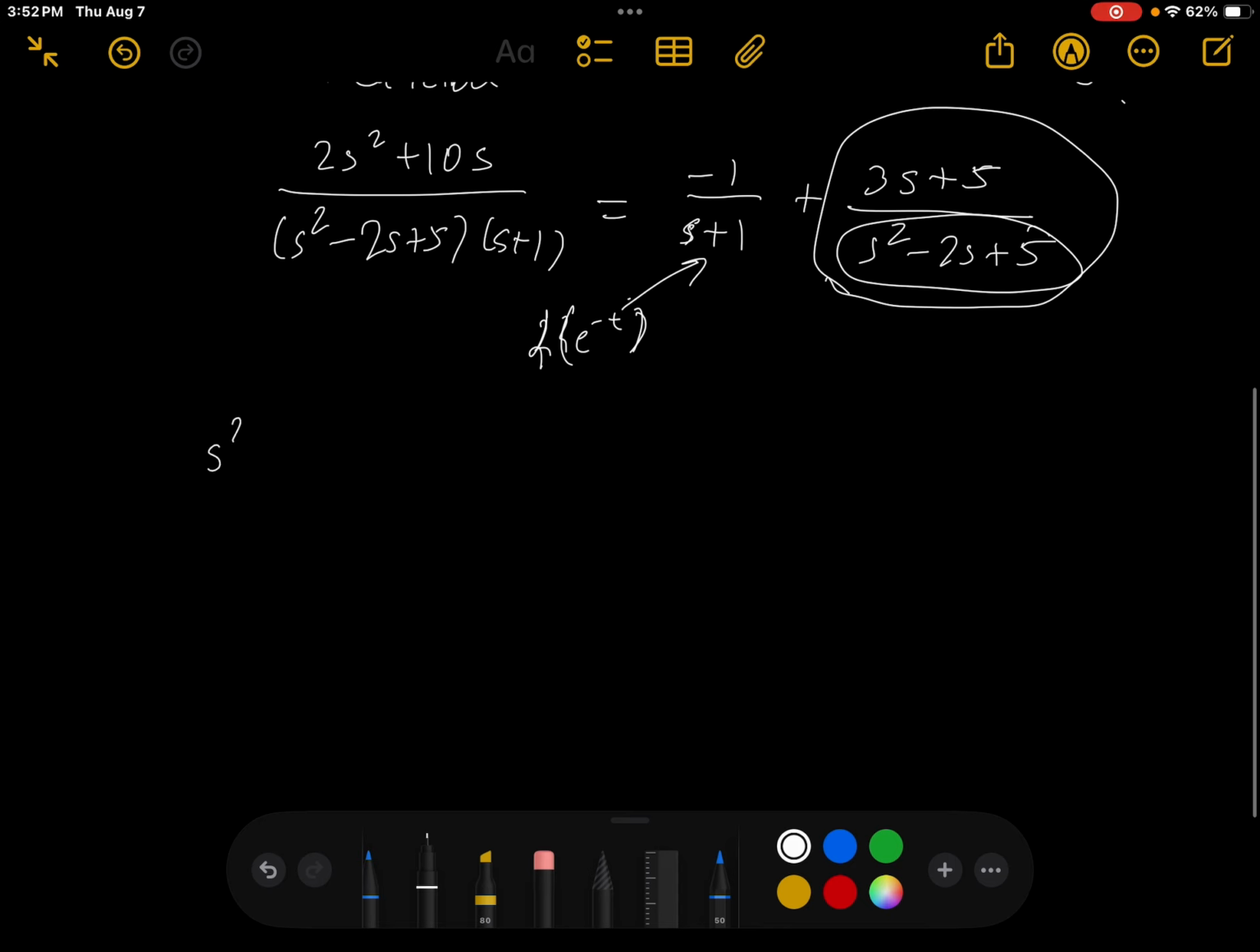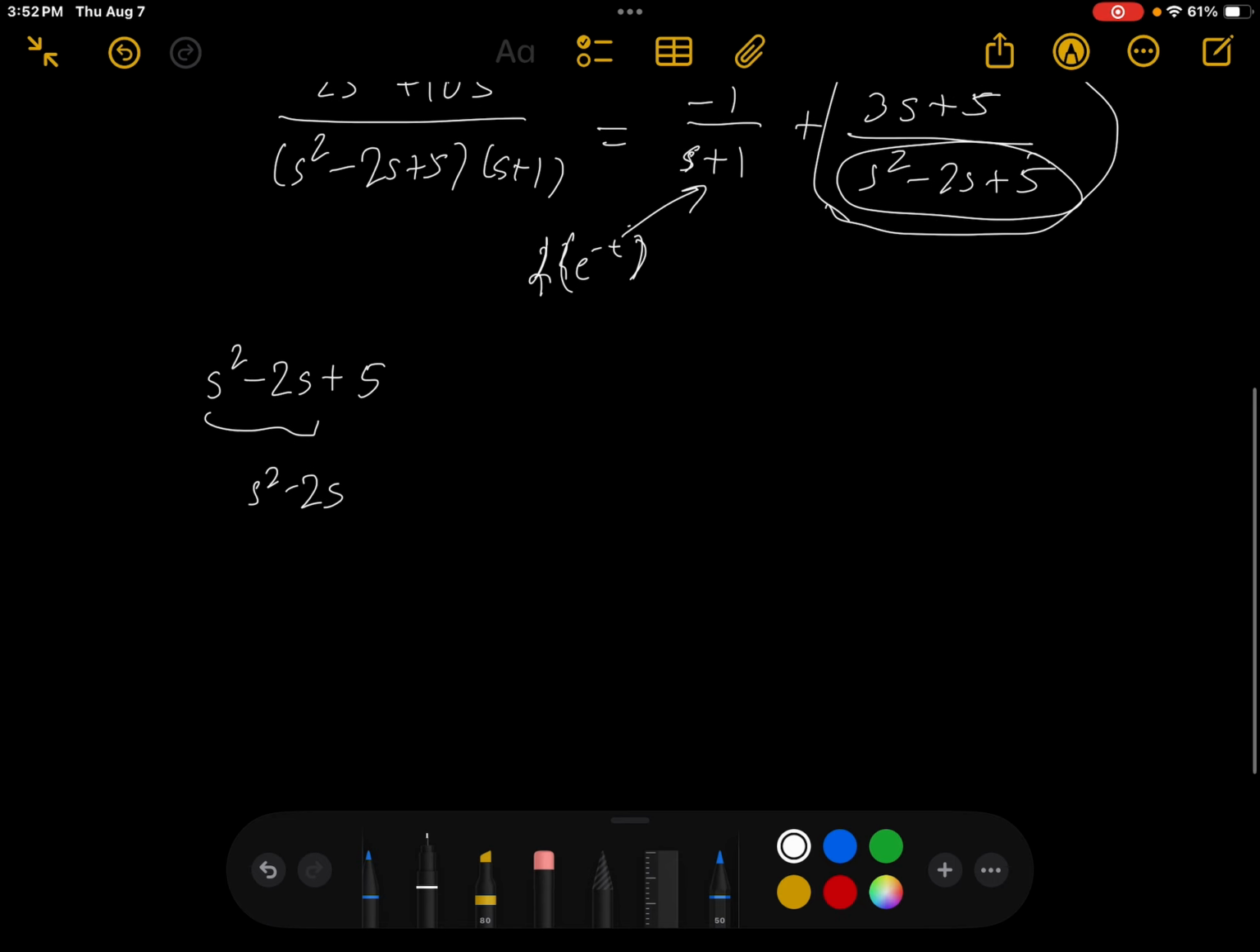So what you're going to do with this s squared minus 2s plus 5, this s squared minus 2s part, let's just pay attention to that. Completing the square means you take this and then you add a constant so that you get something squared. And what you can do with s squared minus 2s is take half of the coefficient of b and then square it. So if you take half of negative 2, you get negative 1.